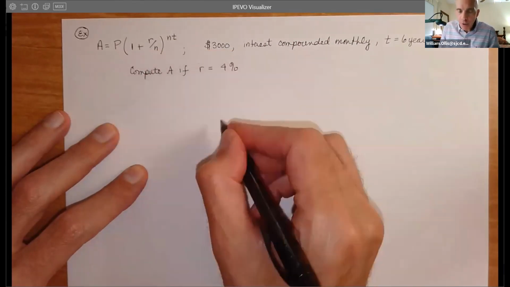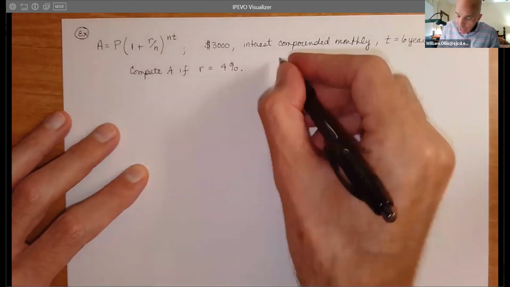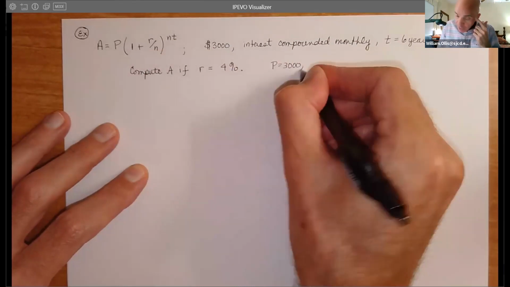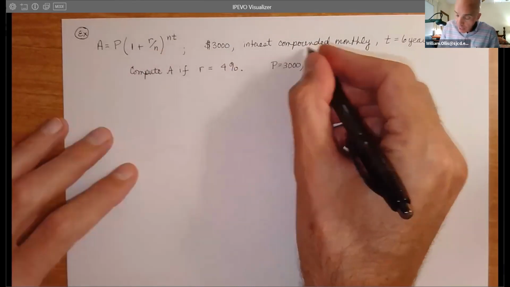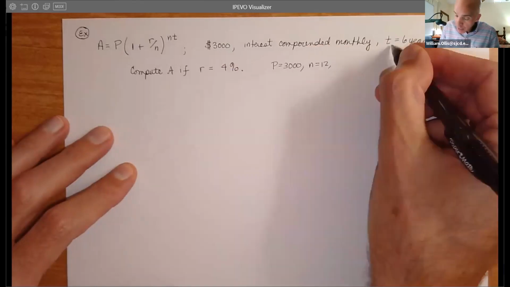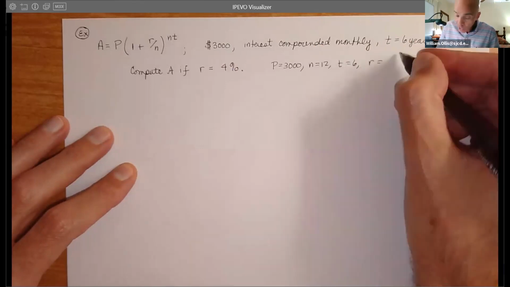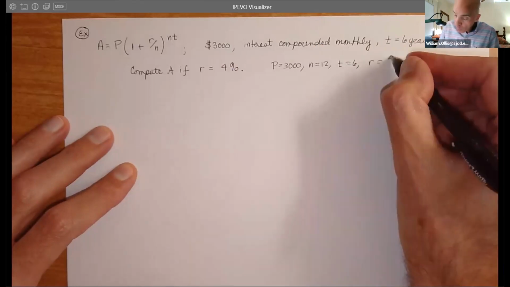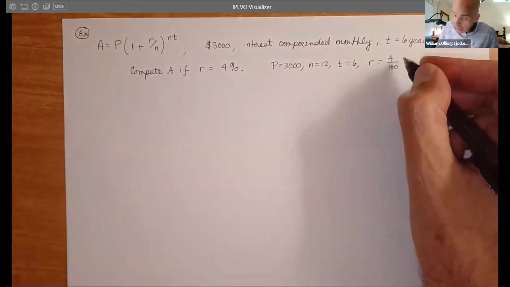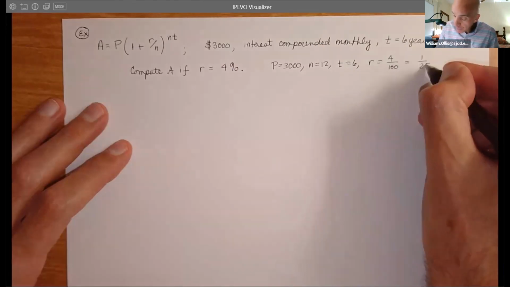So this is a very straightforward calculation. First, we're just going to write P is 3,000. And then, of course, compounded monthly, that will be N is equal to 12. We obviously have T is equal to 6. And then R we can write as a fraction. This will be 4 over 100, like we're doing the mixture problems. And then, of course, divide by 4, we just get 1 over 25.